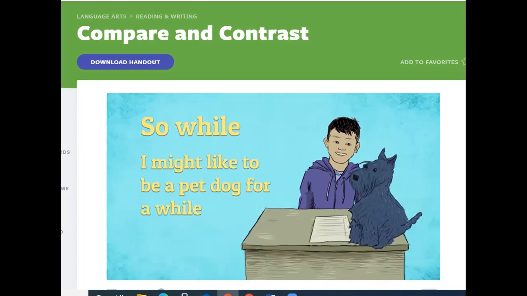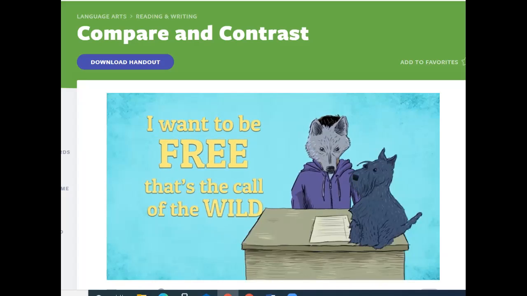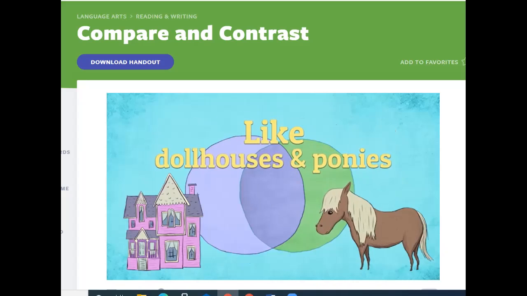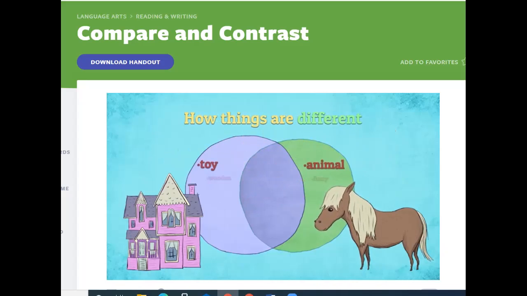So while I might like to be a pet dog for a while, I want to be free. That's the call of the wild. I'm a wolf. I compare when I say how things are similar, like dollhouses and ponies, both miniature. I contrast when I say how things are different, give examples and get specific.